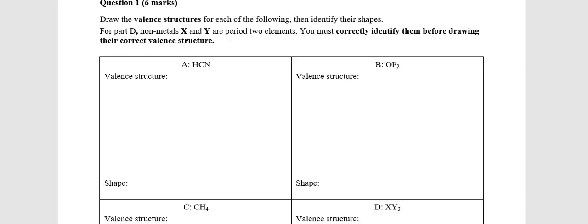So we're going to continue with the solution to the practice SAC for SAC2, and we're going to start with question 1 of the short answer. All right, let's keep this short. So you are required to draw the valence structure for each of the following.